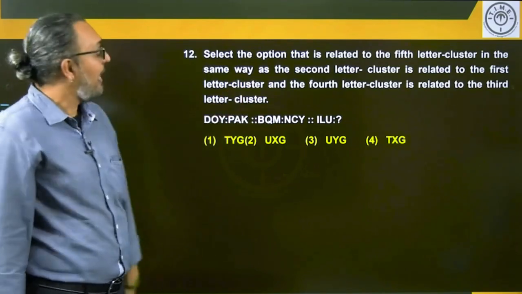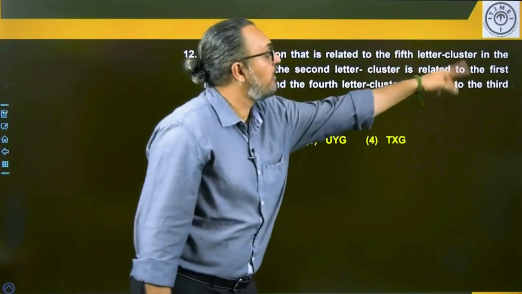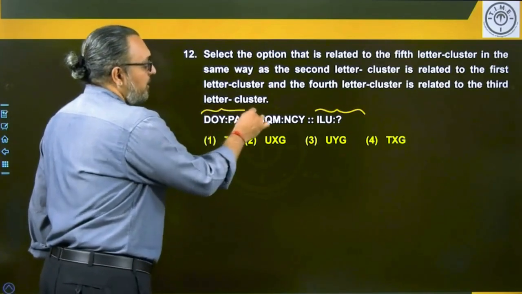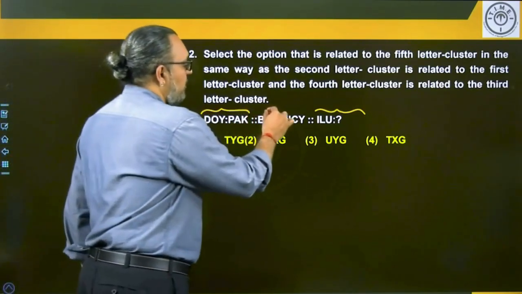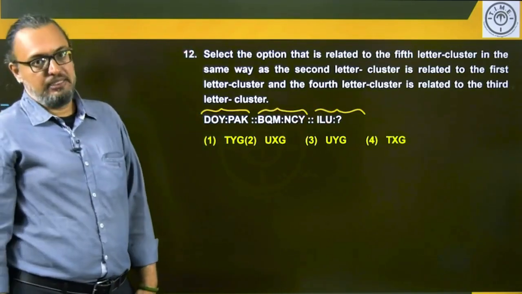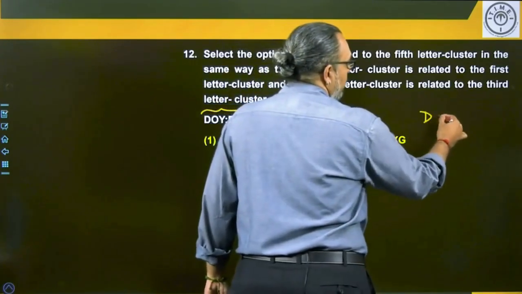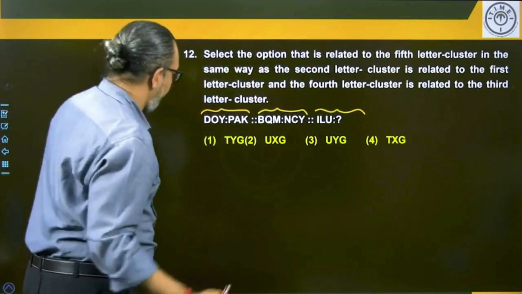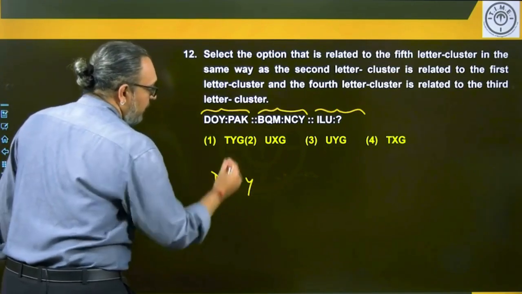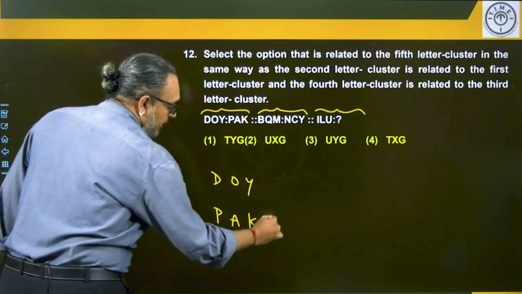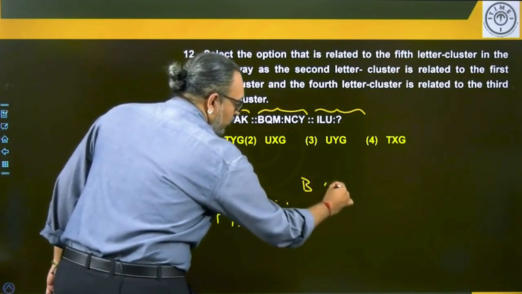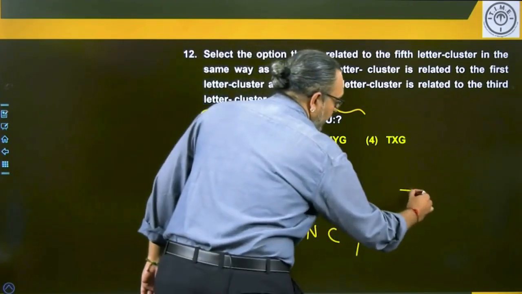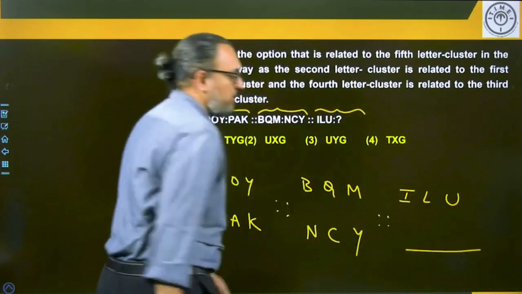Now again, letter analogy. Select the option that is related to the fifth letter cluster, that is this one, in the same way as the second letter cluster is related to the first and the fourth letter cluster is related to the third. So we have D, O, Y is related to P, A, K in the same way as B, Q, M is related to N, C, Y. Same way as I, L, U is related to what?